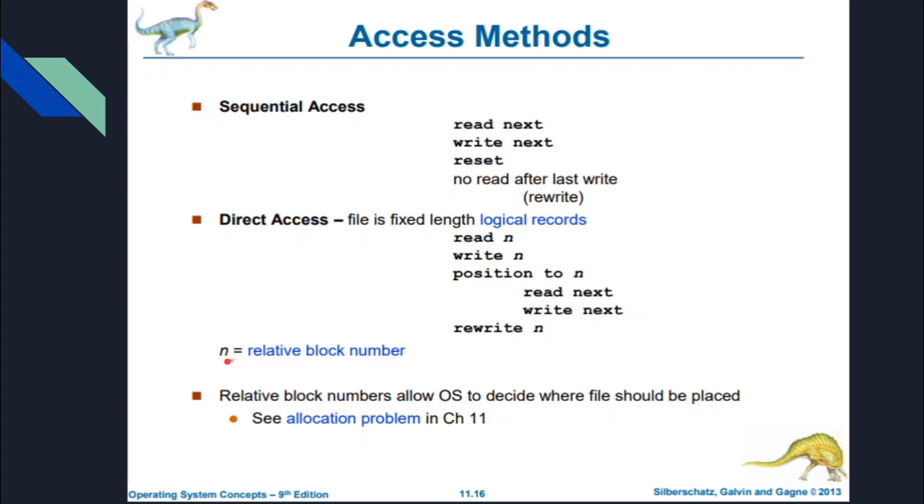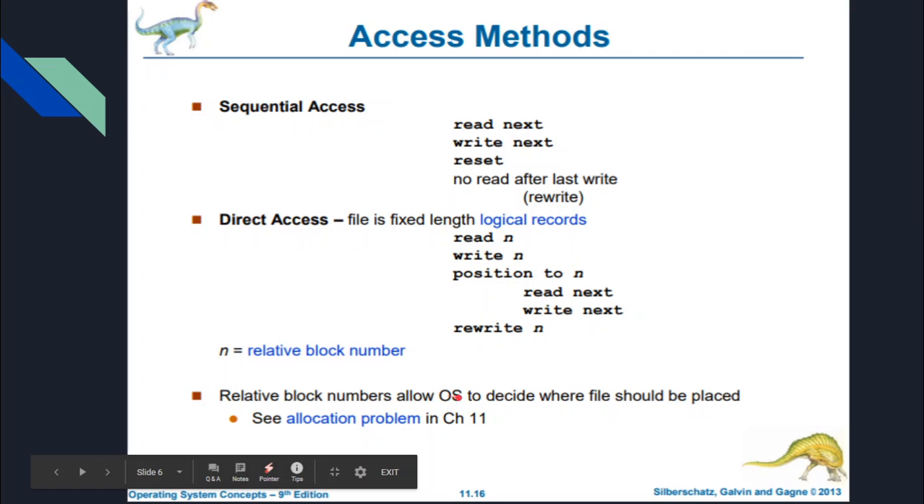Okay, so n is called the relative block number. What is a block? Every file is stored as blocks of information, because we need some separation between the data. We cannot just have the data as a continuous stream. There should be blocks, each with some size. Relative block numbers allow the OS to decide where the file should be placed. So that is all about the access methods.